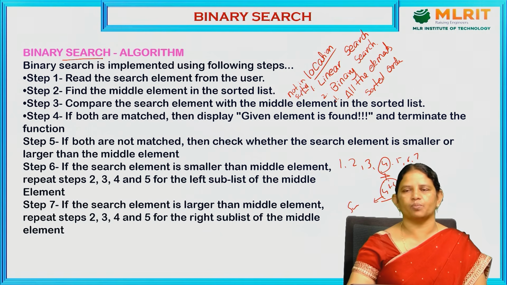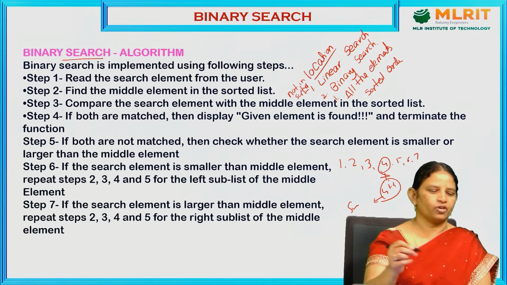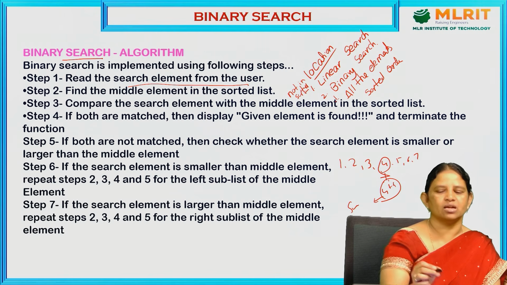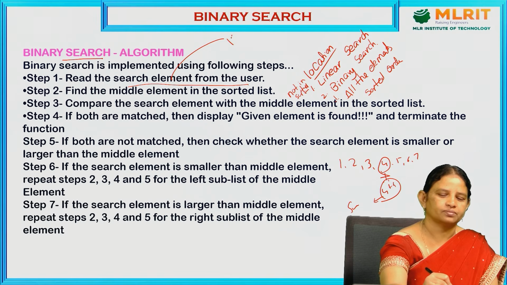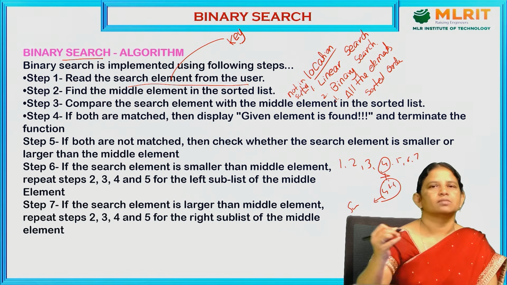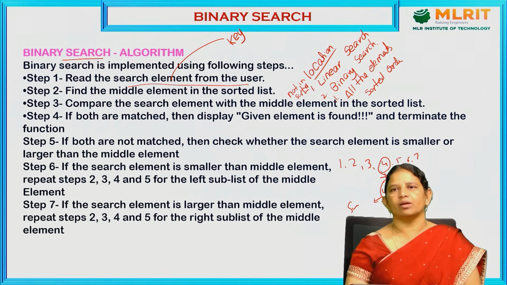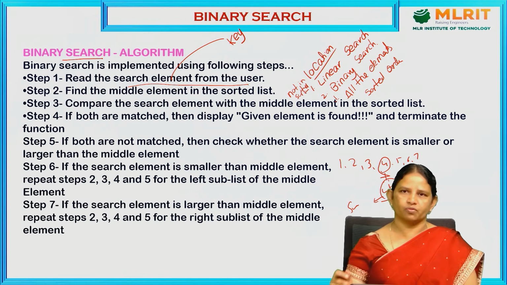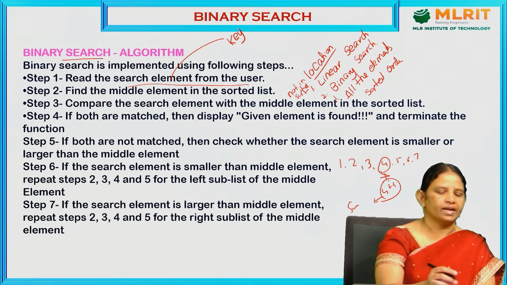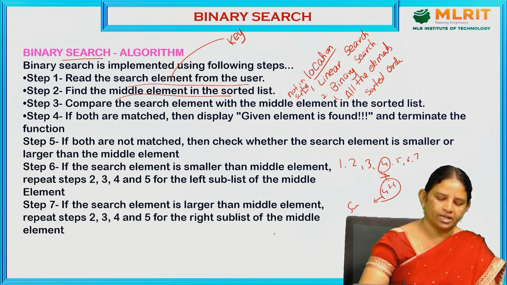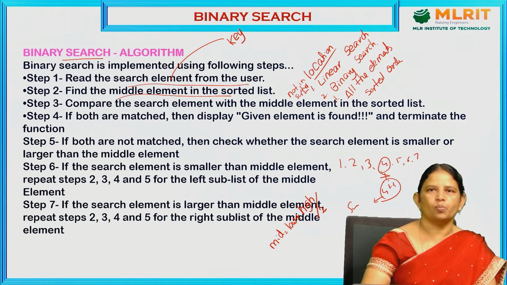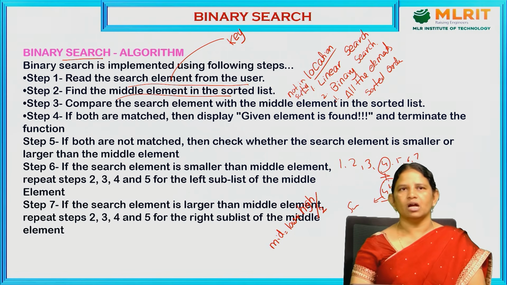Let us look at the algorithm for binary search. First step is to read the search element from the user. That search element is called the key element. The element which you want to search in the list of elements is called the key element. Next, find the middle element in the sorted list. What is the formula to find the middle element? Mid equals (low plus high) by 2.